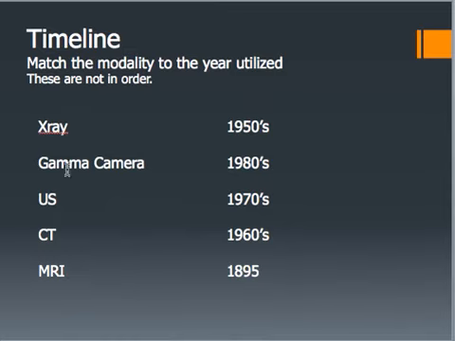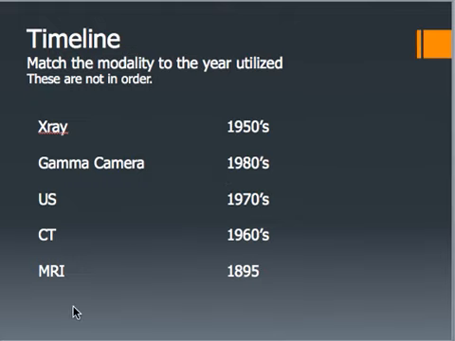In what year was the gamma camera for nuclear medicine utilized? In the 1950s. What year was ultrasound first used in diagnostic imaging? And that would be the 1960s. CT was established in the 1970s. And then MRI was the 1980s.